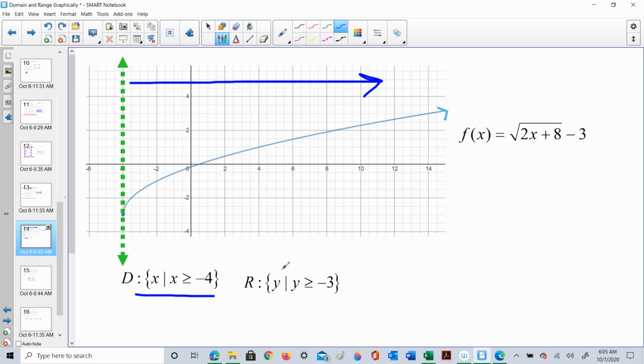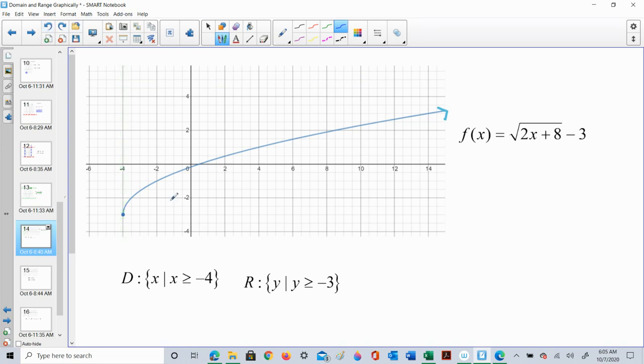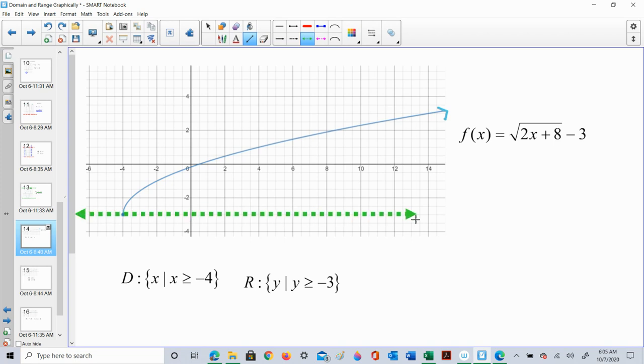What about our range? How does the range change? Well, the lowest point of this graph is right here at -3. There are infinitely many y's going up. This graph goes on and on and on forever.